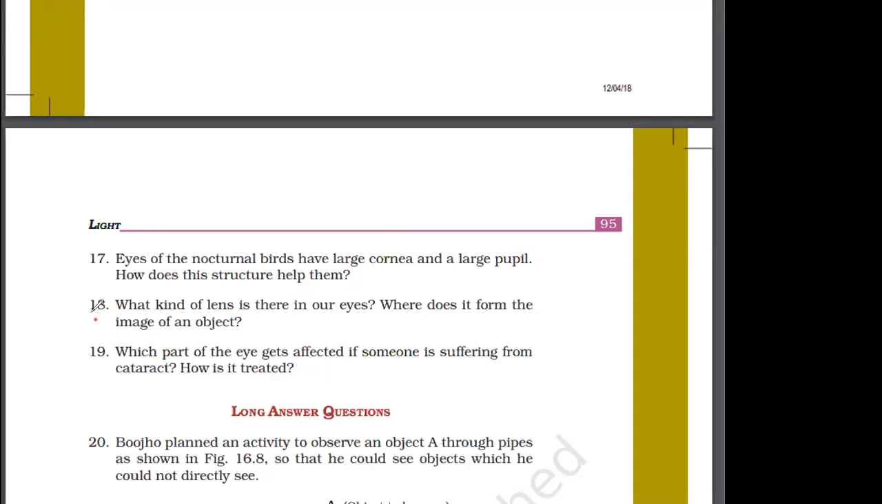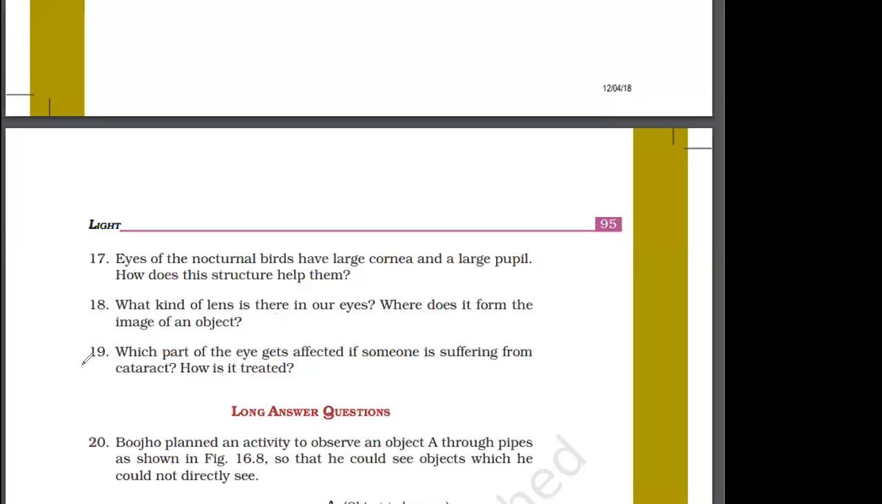Very good. 18th one. What kind of lens is in our eyes? Tell me. Convex or concave? We have discussed this. Diverging or converging? Convex, converging. You have tried this. Where does it form the image of the object? Tell me. Retina. On the retina. Okay, very good, everyone.